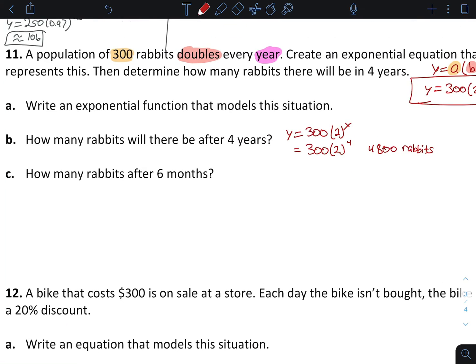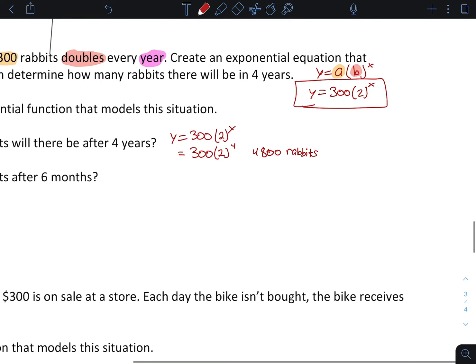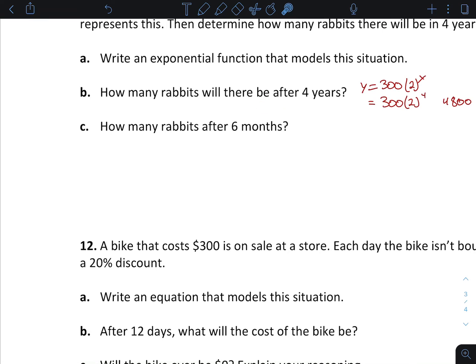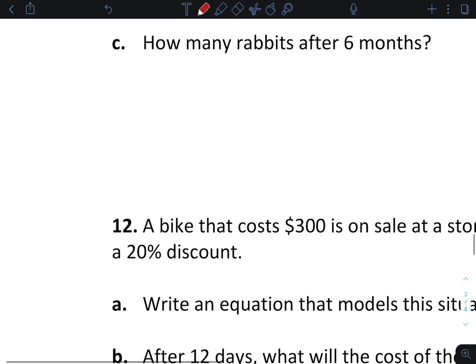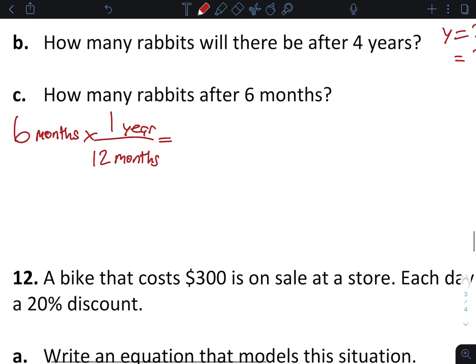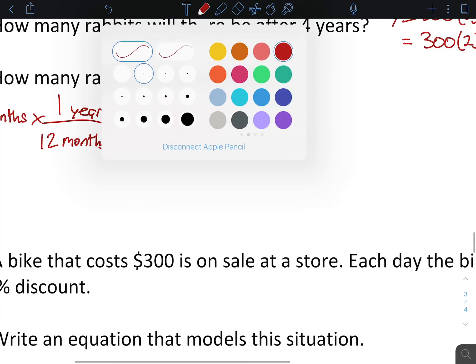How about 6 months? Again, do not plug in 6 for x because it's the time in years. But now it's saying, hey, what about 6 months? So let's change these months into years. Again, this is dimensional analysis. 6 months. We know that there's 12 months in 1 year. So that means 6 months is equal to 0.5 years.